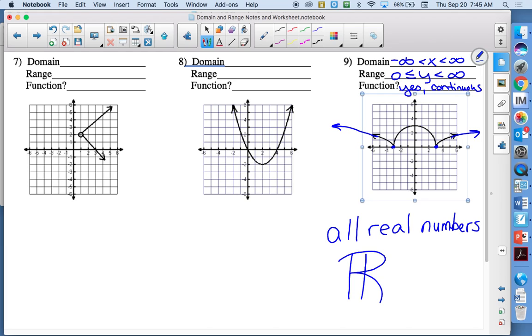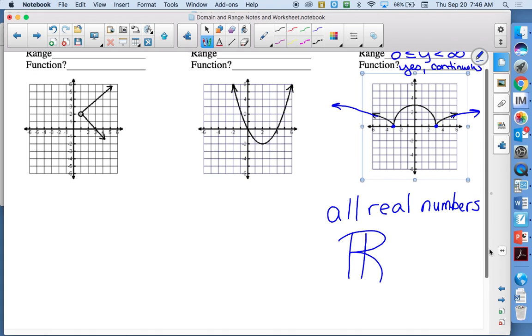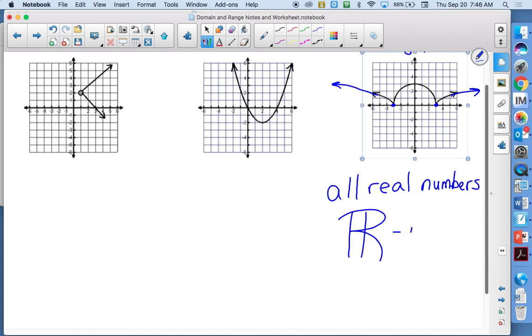So all real numbers is an R, kind of like a paragraph symbol, but an R. It means negative infinity is less than x, which is less than positive infinity. There are multiple ways to write it. But you could also say all real numbers if you have a graph that goes from negative infinity to positive infinity. So it's like the paragraph symbol, but it's an R. So math that represents all real numbers. Or you could write negative infinity is less than x is less than positive infinity. Any other questions?